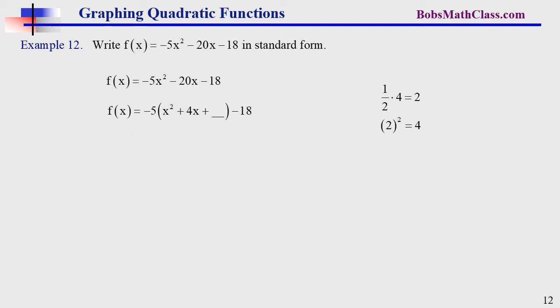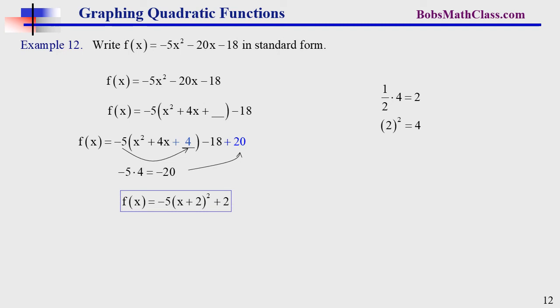It's a negative 20. Negative 5 times 4 is negative 20, so we're going to have to put a plus 20, the opposite. So negative 5 times 4 is negative 20. We need to put the opposite outside the parentheses. That's why it's a positive 20. And now we could write the perfect square trinomial as a binomial squared and then combine the two constants on the right. So negative 5 times x plus 2 squared plus 2.